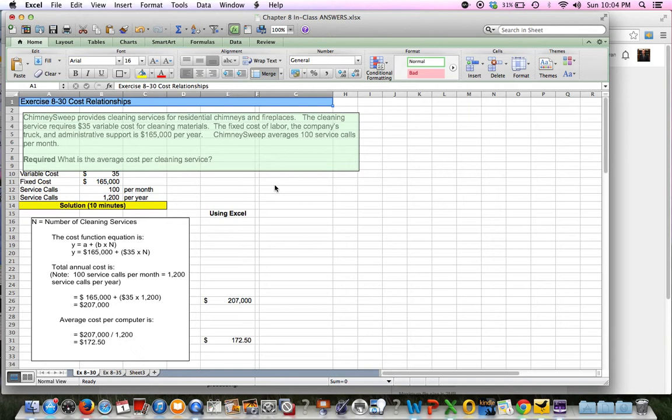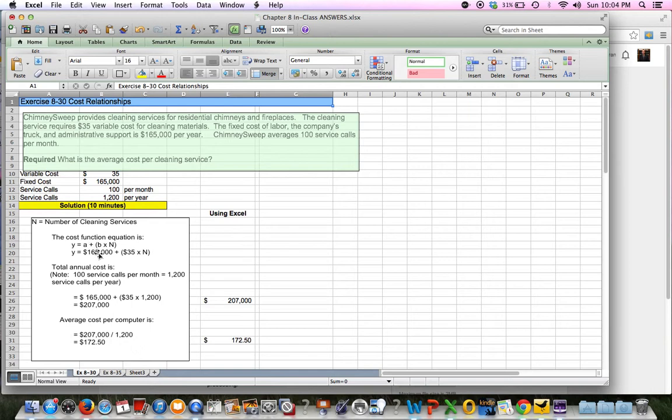And you can see here that what they gave us, the variable cost is 35, the fixed cost is 165, the service calls are 100 per month, or 1200 per year. And so what we can do then is use that information to compute the average cost per call. Now I notice it says compute down there, but it actually is per call. So the number of cleaning services, and the formula is right here.